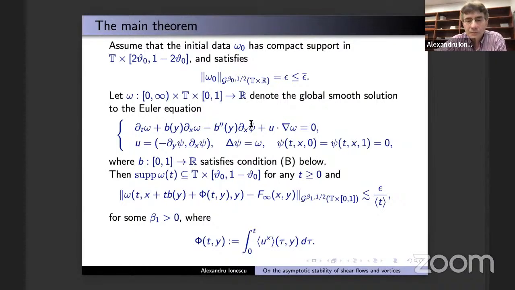And we need to assume two main conditions on the shear flow b, one of them being that it is monotonic, so increasing, for example. And there's one more condition. Again, I'm going to state it a little bit later so as to be able to finish the statement of the theorem first. So there are some conditions on the shear flow that we require in order to prove stability.